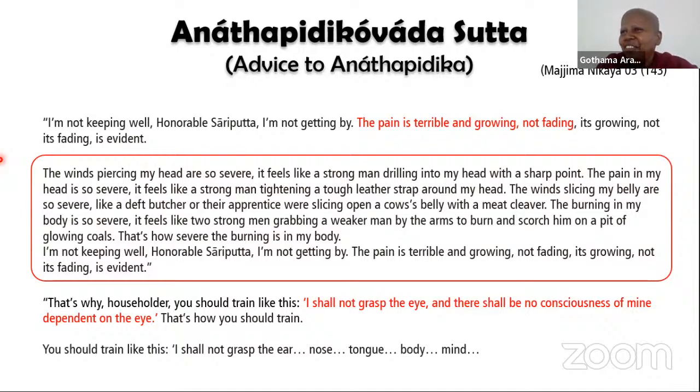You will say some good words to him, right? In return. So I am in such a big pain. But now see, the great elder Sariputta telling these words to him. So what is the meaning of this? Yes, you experience this pain. And that is why you should train your eyes.